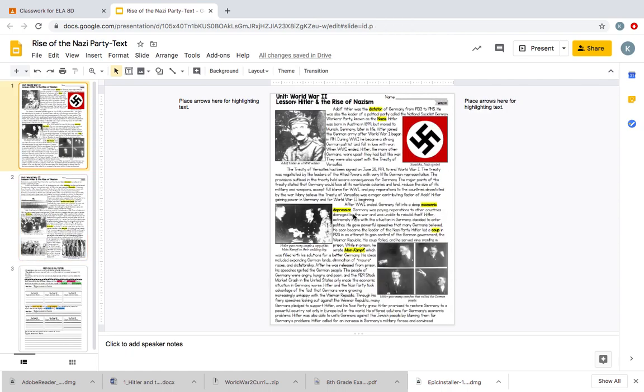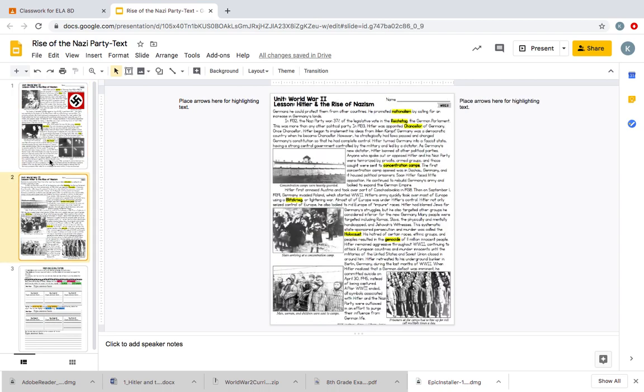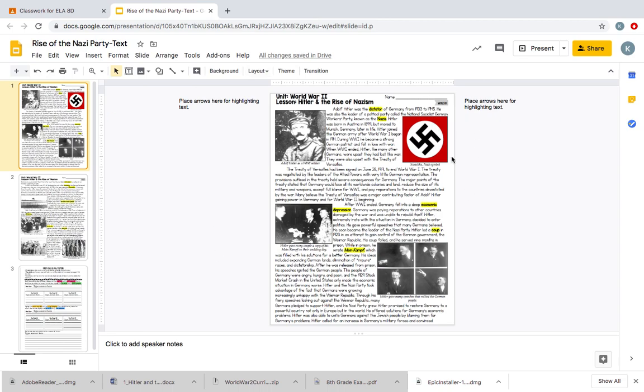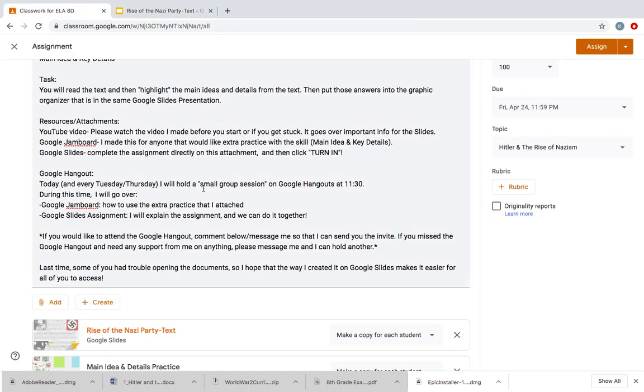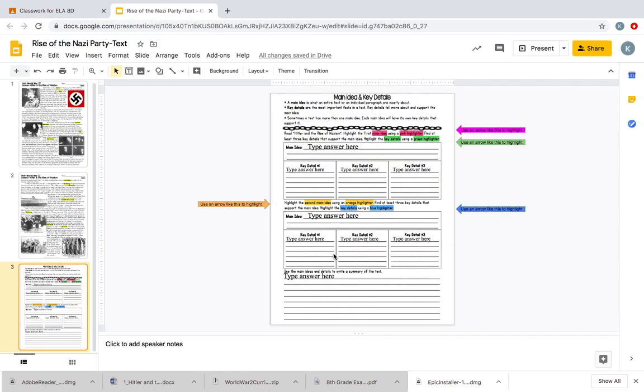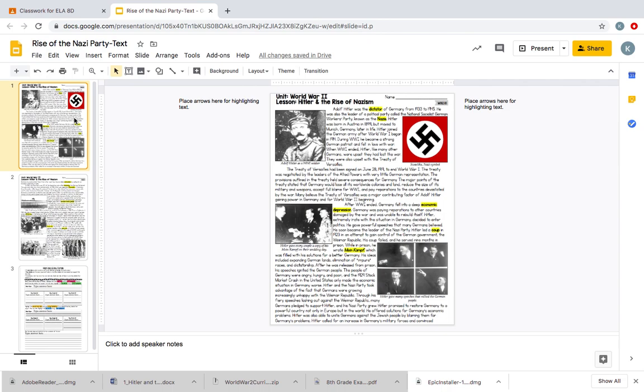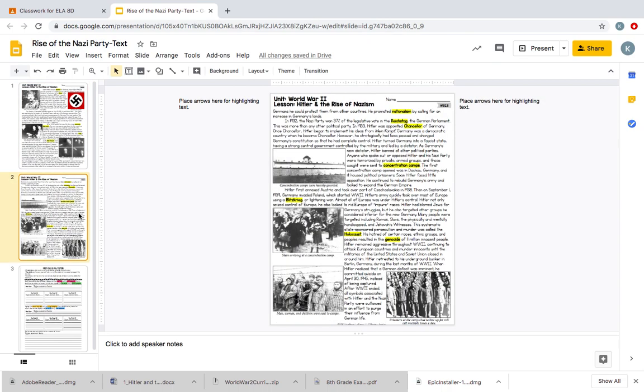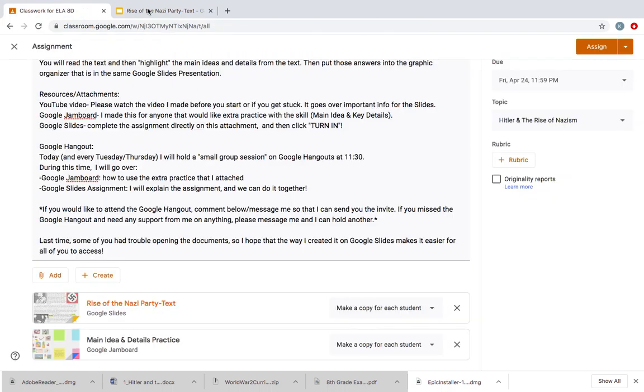Okay, so I imagine some of you might struggle with main idea and details, especially with a text like this, when there is so much information. So let's say, for example, you're reading and you're like, I have no idea what the difference is between a main idea and a key detail. Or you think that they're all main ideas, or you think they're all just key details. If you go back to the post, I uploaded a resource for you.